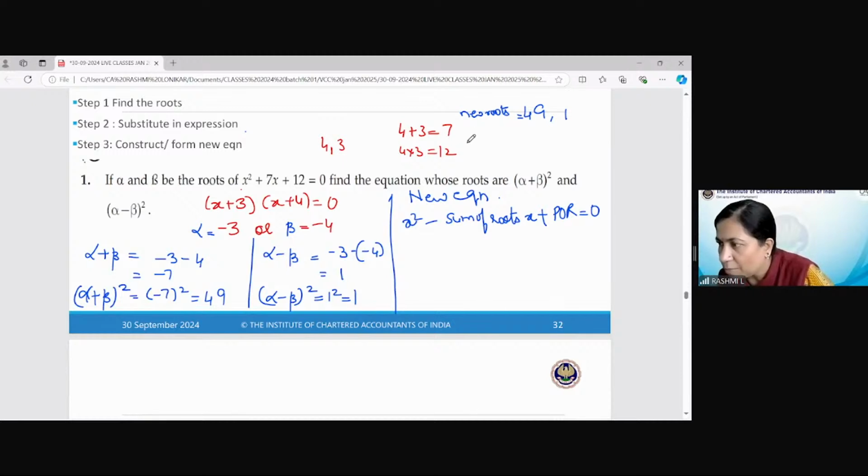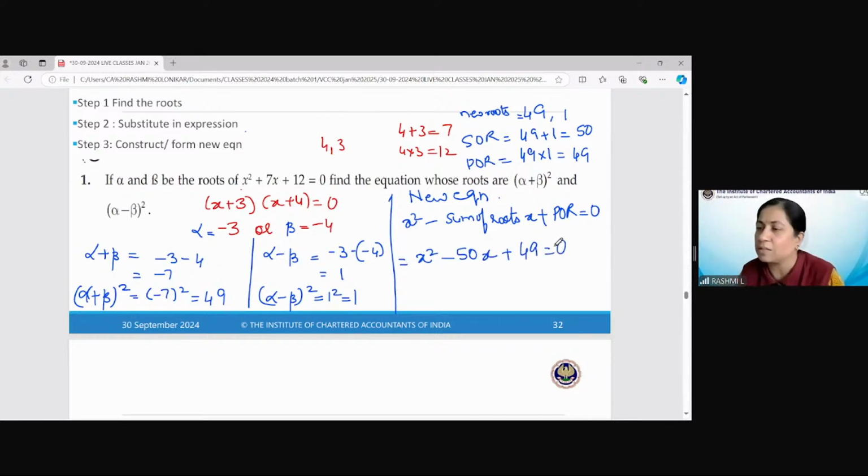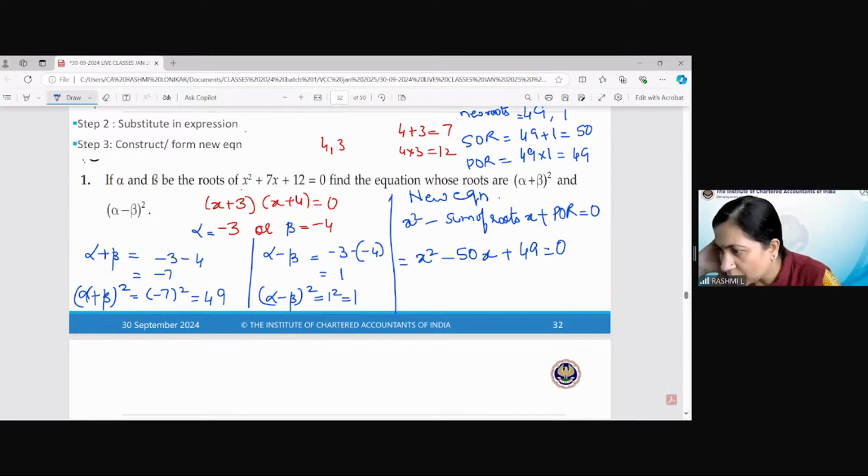So sum of roots will be 49 plus 1 which is equal to 50, and product of roots will be 49 into 1 which is equal to 49. So new equation will be x square minus 50x plus 49 is equal to 0. Have you understood? Okay, just quickly put in the chat box.